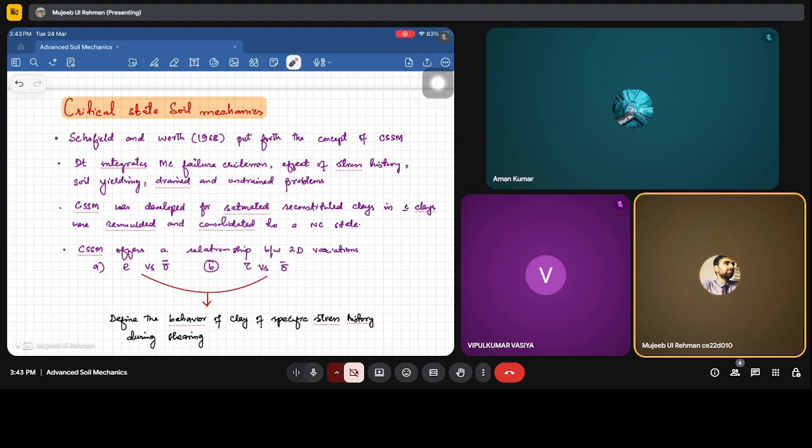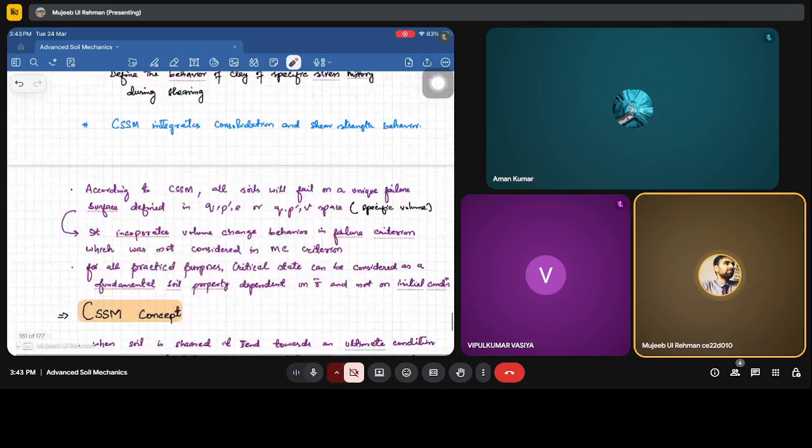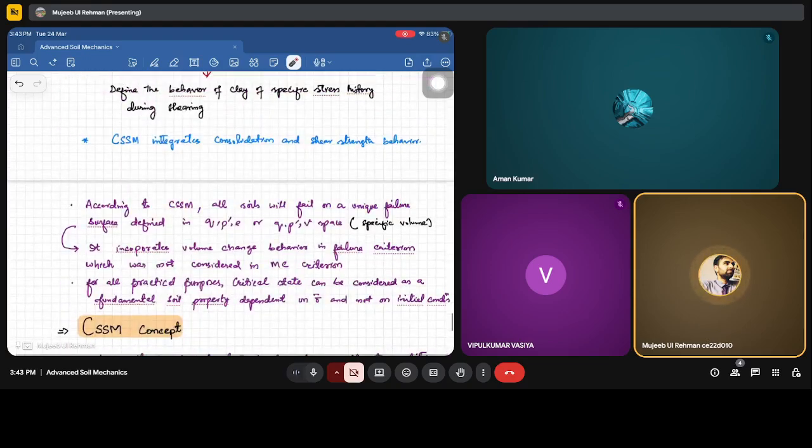And this model is actually combining all the three things, stress, strain, and e versus sigma dash plot, to understand the behavior of the soil properly, which was not there in the earlier Mohr-Coulomb criterion. So it integrates the consolidation and strength behavior also.